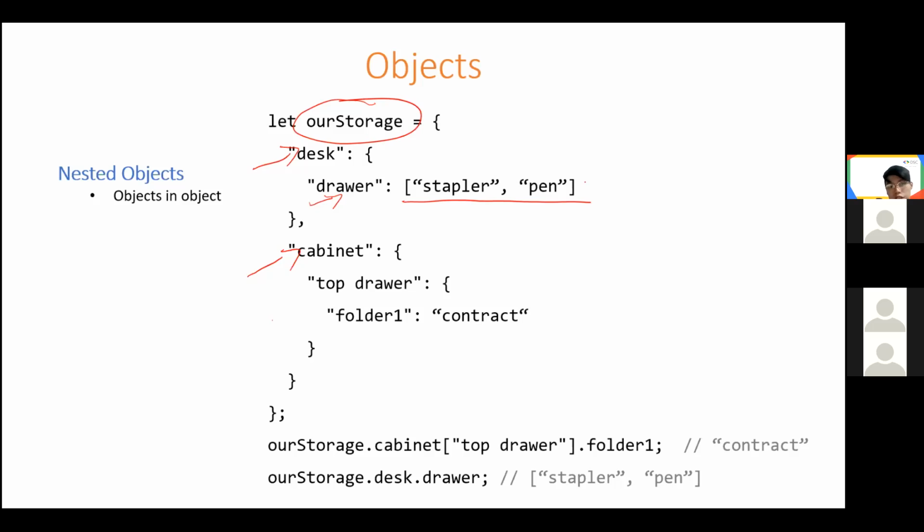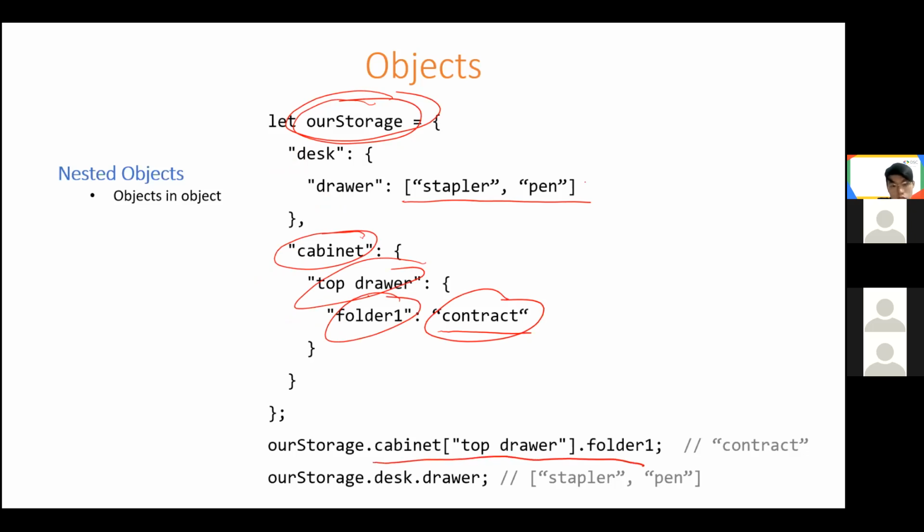Then next we have cabinet, and in cabinet you have a top drawer. Inside this top drawer, you open up a drawer, you get folders. And the first folder is our contract folder. So if I want to access contract, how do I do it? You can do it from top to bottom. At the top, we have our storage, then we have cabinet, then top drawer, and we have folder1, which you can see over here. Cabinet, top drawer, folder1, and you get back contract.